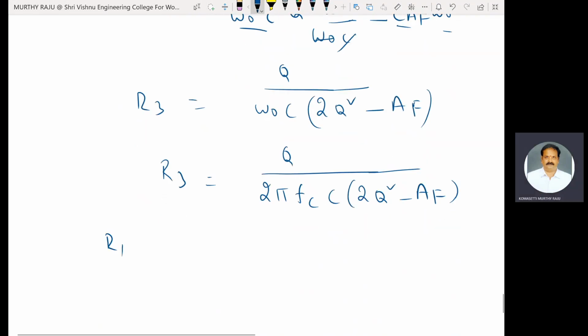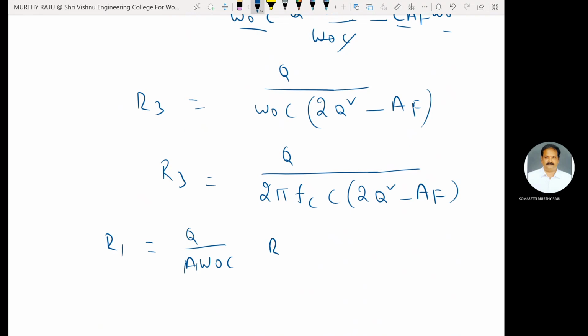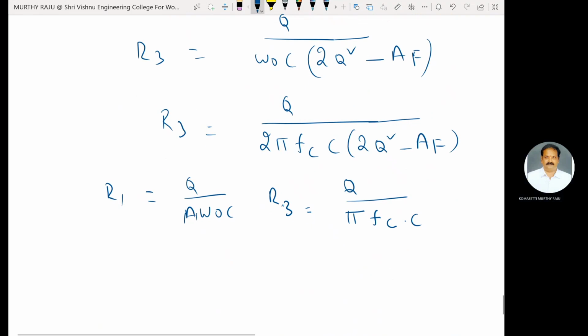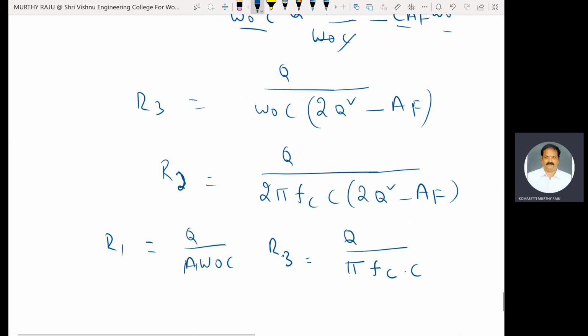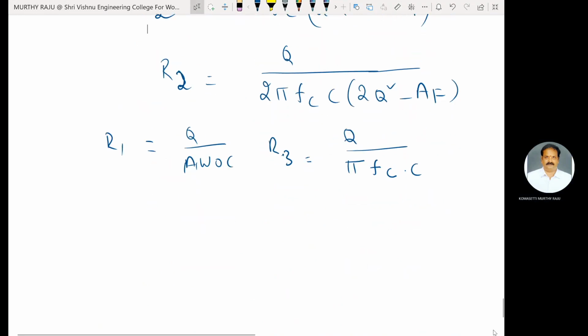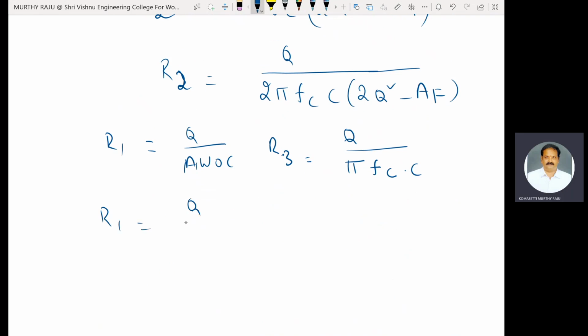R1 is equal to the already derived expression. We know that R1 is equal to Q by A omega naught C, that is R1 is equal to Q by A 2 pi fc into C. R3 is equal to Q by pi fc into C. This one is R3. This one is R2.